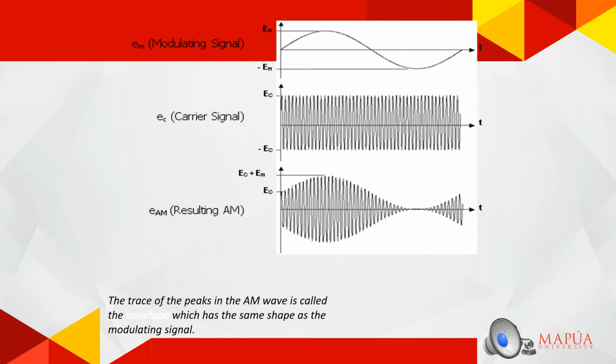The resulting AM signal is to be noted that the amplitudes of both positive and negative half cycles of the carrier wave are changed in accordance with the signal. Thus, the amplitude of the modulated wave possesses the frequency of the audio signal wave. The trace of the peaks in the AM wave is called the envelope, which has the same shape as the modulating signal.